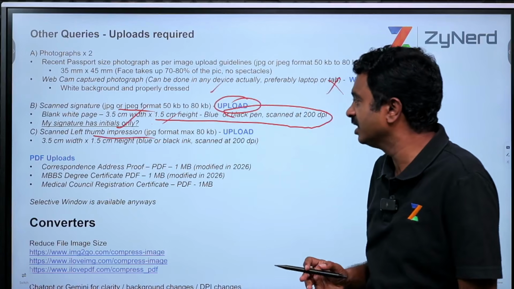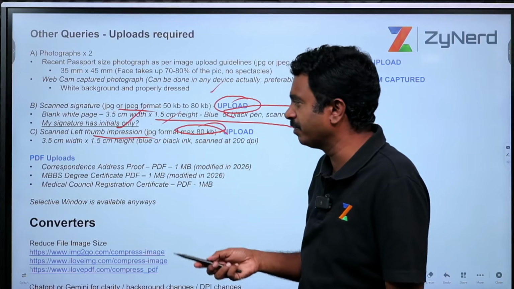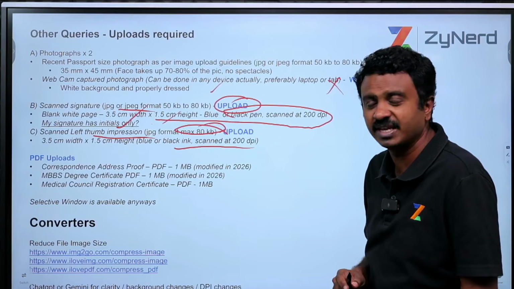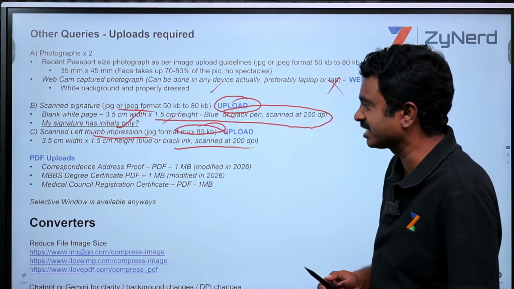Left thumb impression format, you can check the left thumb impression format. Blue or black ink, scanned. Again, if there is an issue, then it possibly has to do with the scanning part.